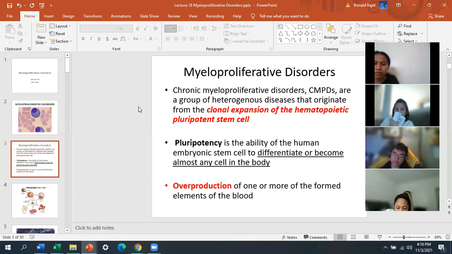Pluripotency is the ability of the human embryonic system to differentiate or become almost any cell in the body. So that's where the defect takes place, in the differentiation part of embryonic development. Myeloproliferative disorders is overproduction of one or more of the formed elements in the blood. And the 3 formed elements in blood are red blood cells, white blood cells, and platelets. So there's a problem in the development of one of the formed elements, and usually it's overproduction, like overproduction of platelets, red blood cells, and myeloid or granulocytic cells, the cell lines.